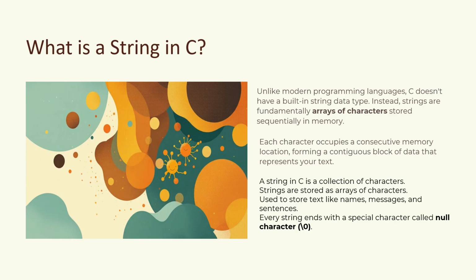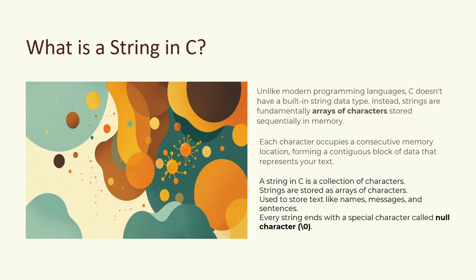In the C programming language, there is no built-in string data type like we see in modern programming languages such as Java, Python or C++. Instead, C represents strings using an array of characters stored sequentially in memory. Each character occupies one byte and is placed in continuous memory locations, forming a sequence that collectively represents text data.